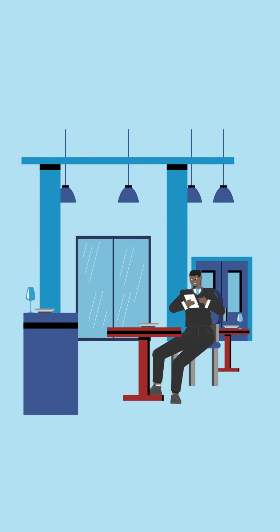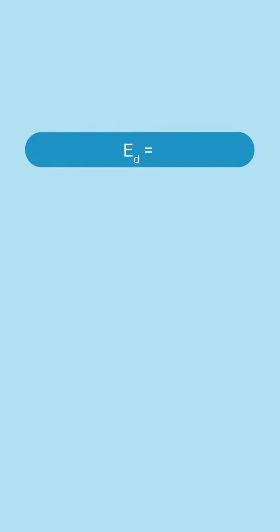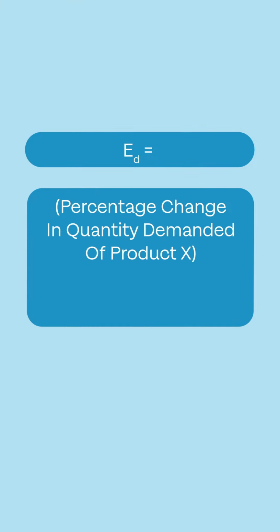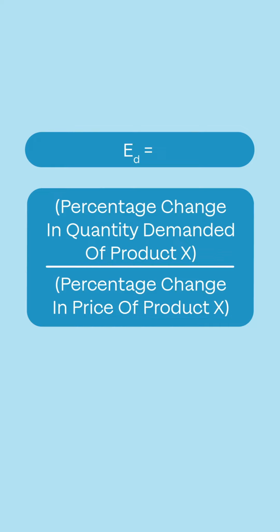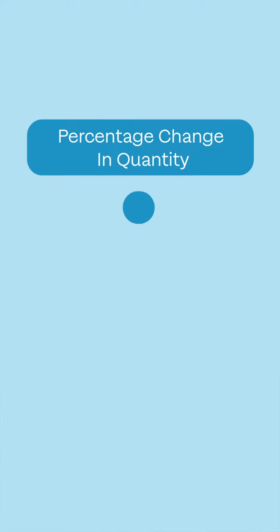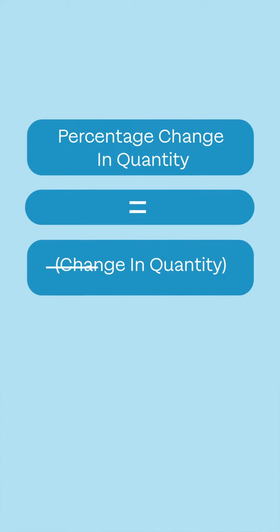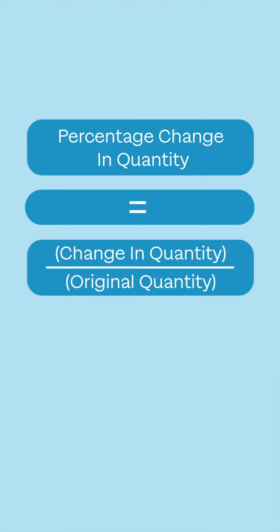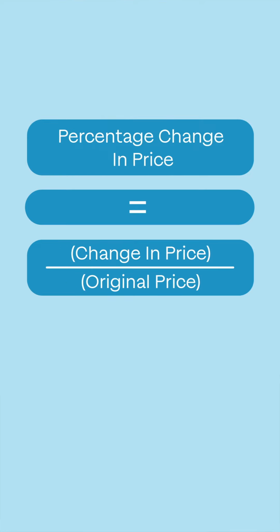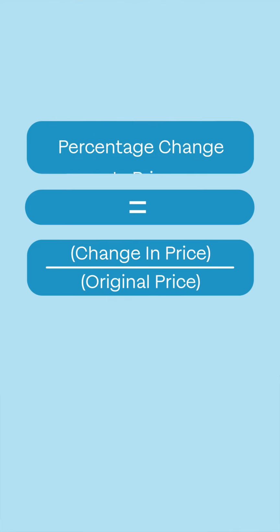Fortunately, we have a way to understand how supply and demand change when a product's price changes, which is called price elasticity of demand. To calculate price elasticity of demand, we use the formula: elasticity of demand equals the percentage change in quantity demanded of product X divided by the percentage change in the price of product X. We can break this down further because percentage change simply means dividing the change in quantity demanded by the original quantity demanded, and dividing the change in price by the original price.